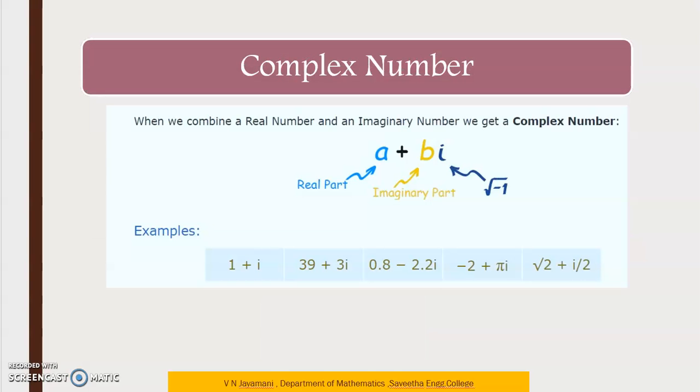You have all heard about the complex number. A complex number is nothing but when we combine a real number and an imaginary number, we get the complex number. So what is a real number? Real numbers are 1, 2, 3, 4, etc., up to infinity. The imaginary numbers are a multiple term of i. That is called the imaginary number. So the combining of real and imaginary numbers is called the complex number.